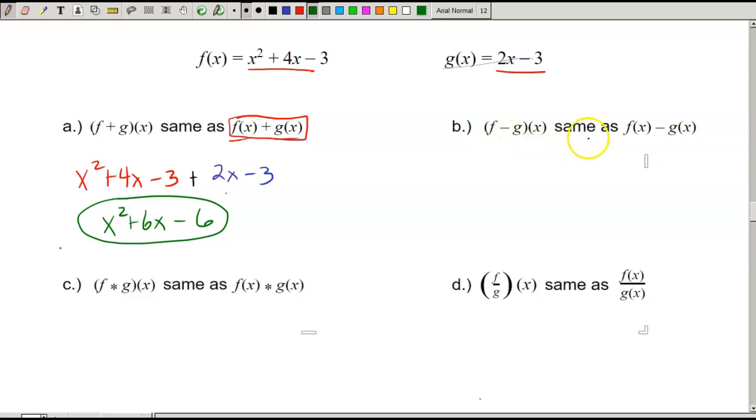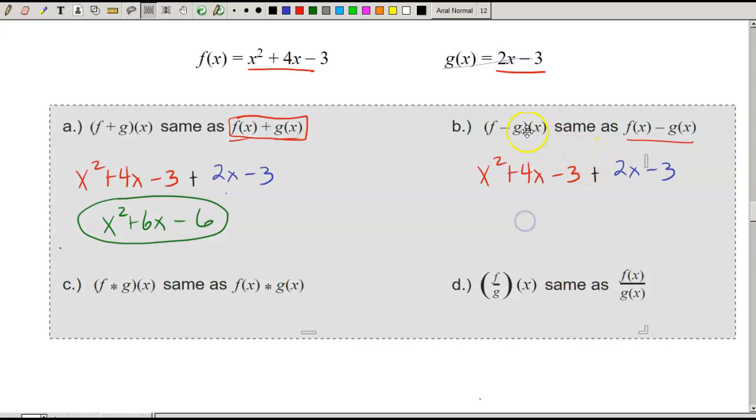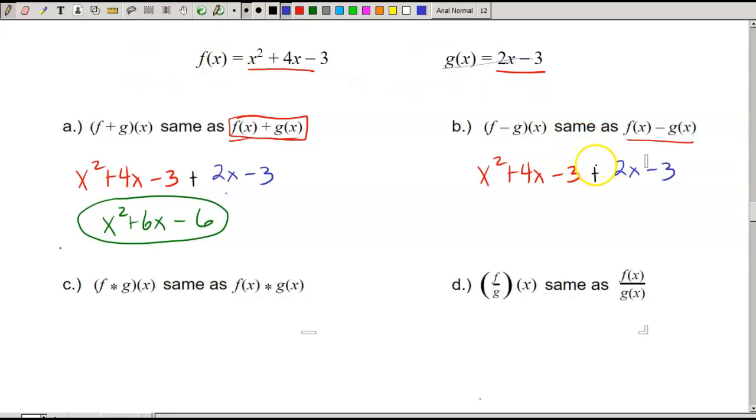Part B says, what is f of x minus g of x? So I'm going to do the same thing here. The only thing to be careful of in this problem is that we are subtracting the whole function. So this part right here, I'm not going to add the 2x minus 3. I'm going to subtract it like this, and I want to make sure this whole thing is in parentheses because I'm subtracting that whole function 2x minus 3.